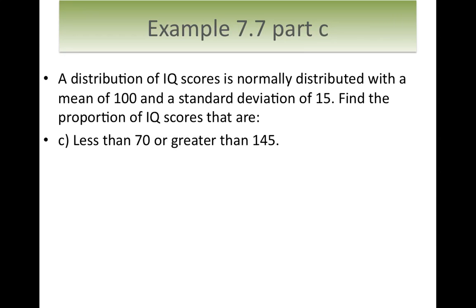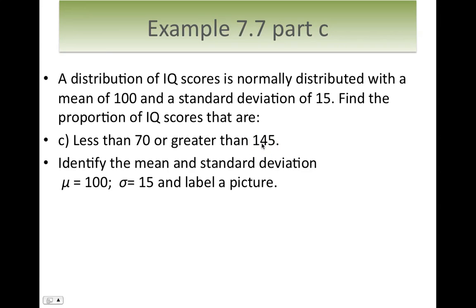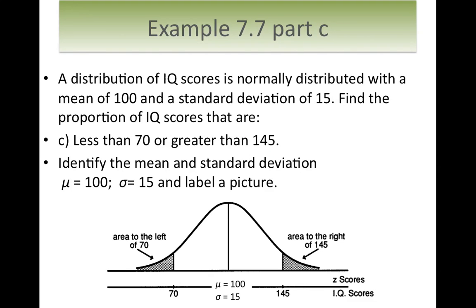Okay, so if the question had said between 70 and 145, you would be finding the area between these two raw scores. But it says less than 70 or greater than 145, so we're going to look at something a little different. The mean and the standard deviation: we have 100 for the mean, which places it in the very center of the bell curve, and right below it we'll also label a standard deviation of 15.